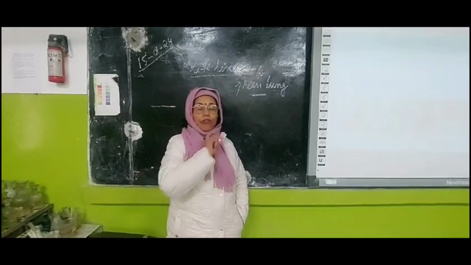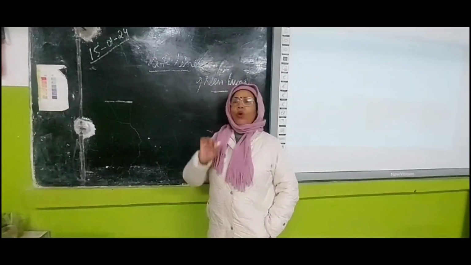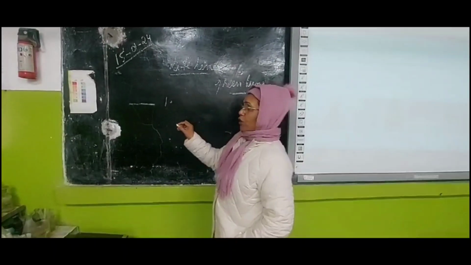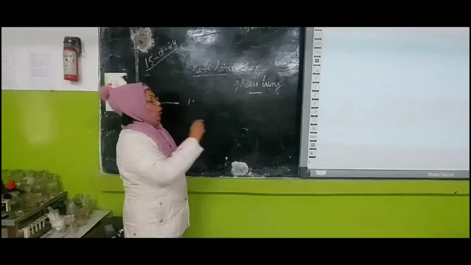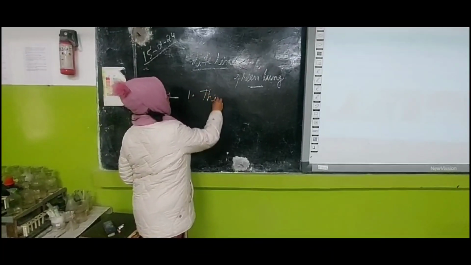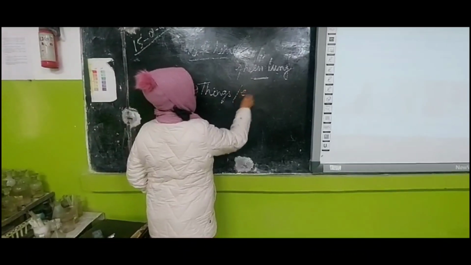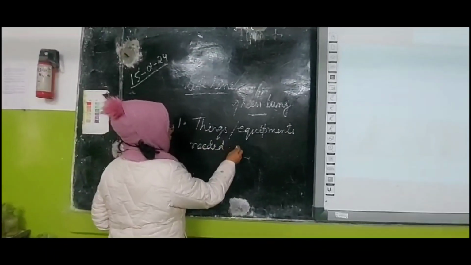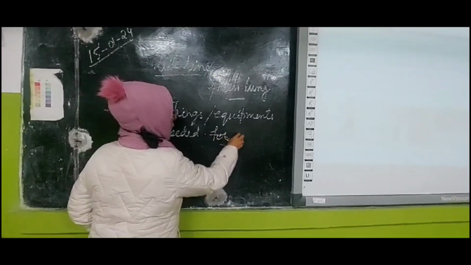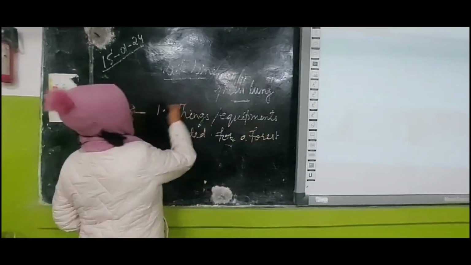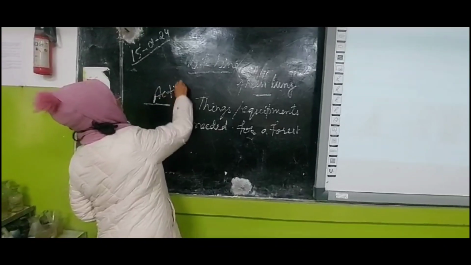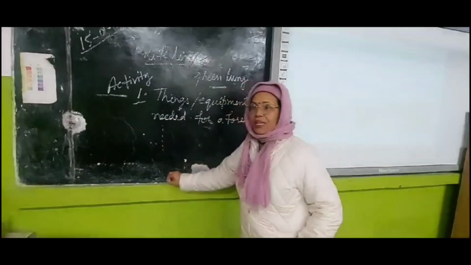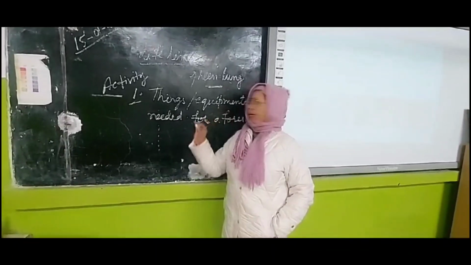Right now, if you are told to visit a forest, what are the equipments that will be required? So your first activity is to list the things, or equipments, needed for visiting a forest. This is your activity 1. You will write them in the form of 1, 2, 3, 4, series wise. What are the things that you require to know everything that is present in the forest?